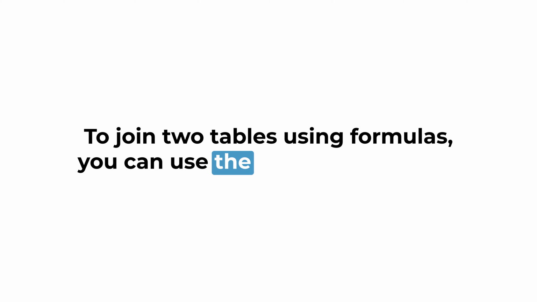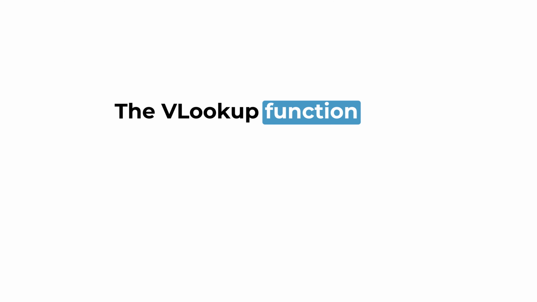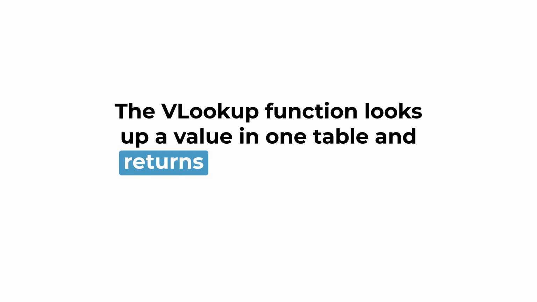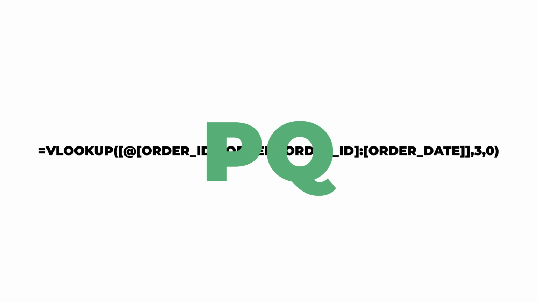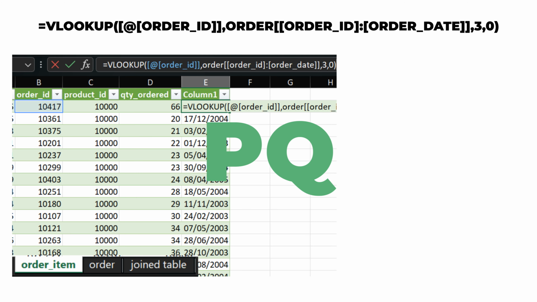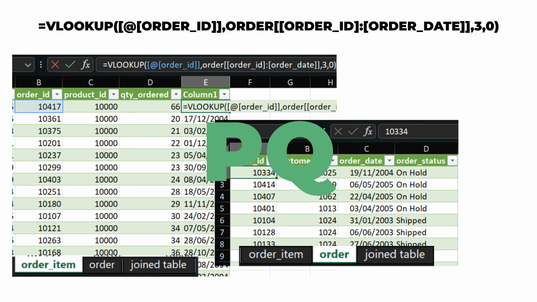To join two tables using formulas, you can use the VLOOKUP function. The VLOOKUP function looks up a value in one table and returns the corresponding value from another table. For example, the following formula would join the order table and the order item table by the order ID column. This formula would look up the order ID in cell B2 of the order items table in the order table. If it finds a match, it would return the corresponding value from column C of the order table.